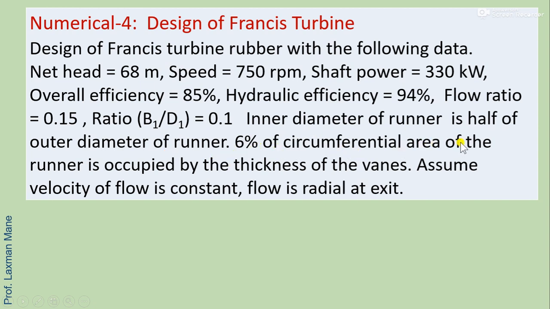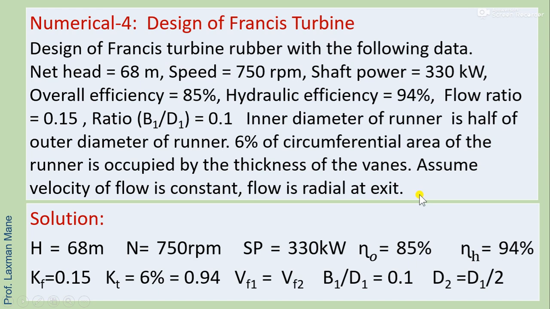6% of the circumferential area of the runner is occupied by the thickness of the vanes. Assume velocity of flow is constant and flow is radial at exit. Okay, so as per this data, now summarize: head, speed, shaft power, overall efficiency, hydraulic efficiency, and flow ratio, that is Kf.